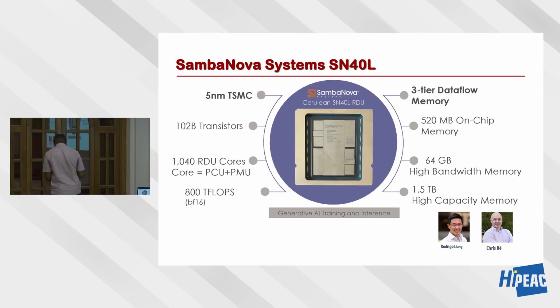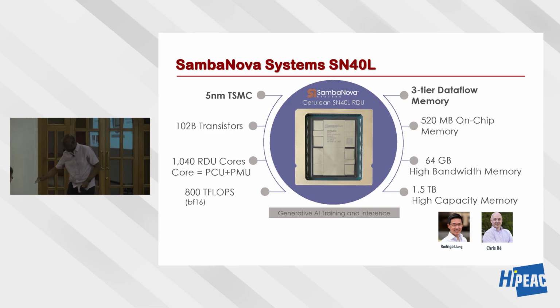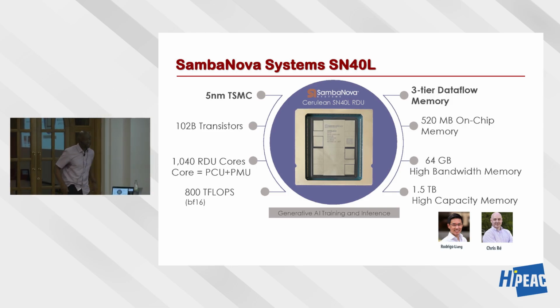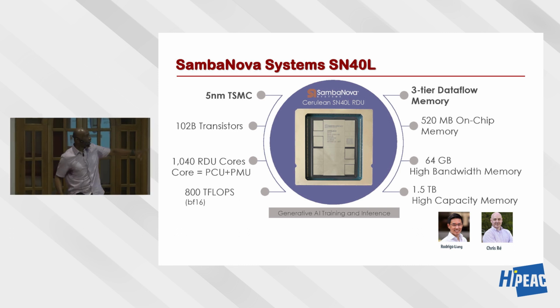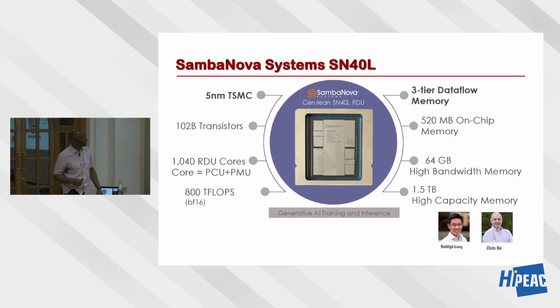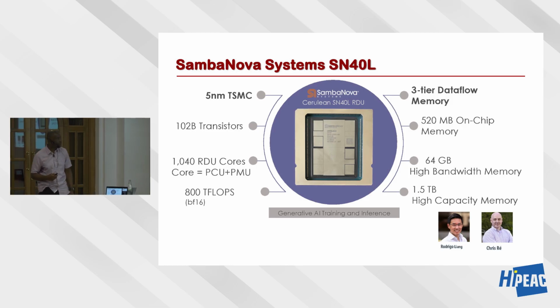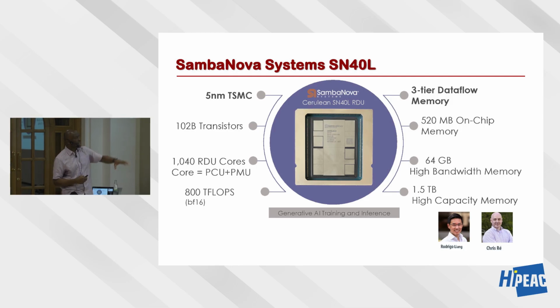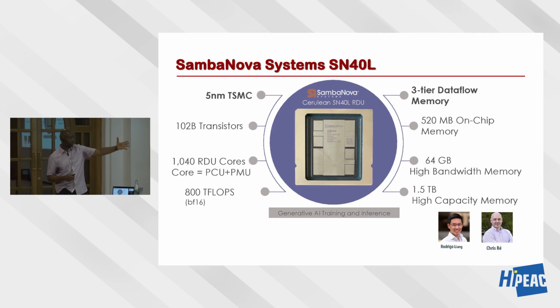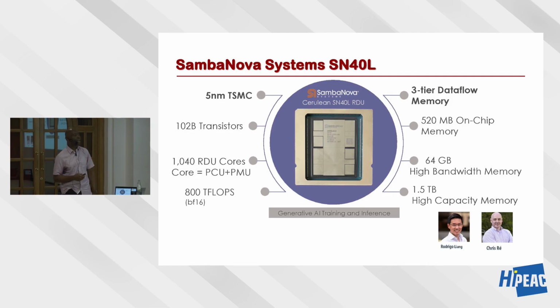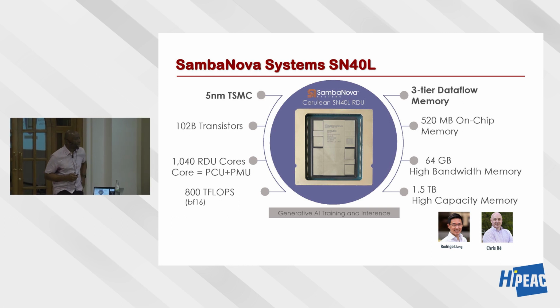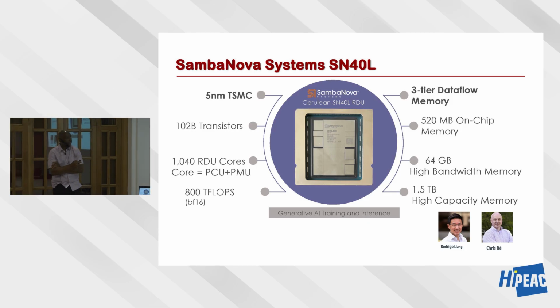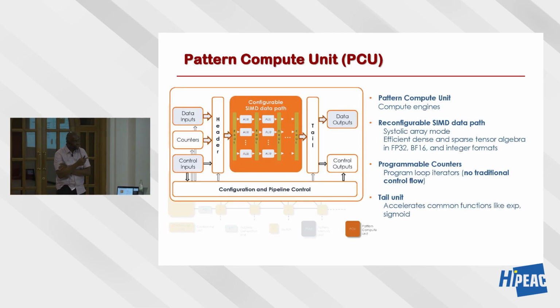And so this is the latest chip. It's called the SN40L. And it's 5 nanometer TSMC, 100 billion transistors, over 1,000 RDU cores, which is a kind of a combo of the pattern compute unit and the pattern memory unit, 800 teraflops. But the really interesting thing is the memory hierarchy, right? So it's got a lot of memory on chip, half a gigabyte, of course HBM off chip, but also directly connected to DDR, high capacity memory. And you'll see that this is an important aspect of the capability of the systems you can build with this, right? So let's dive into a little details.